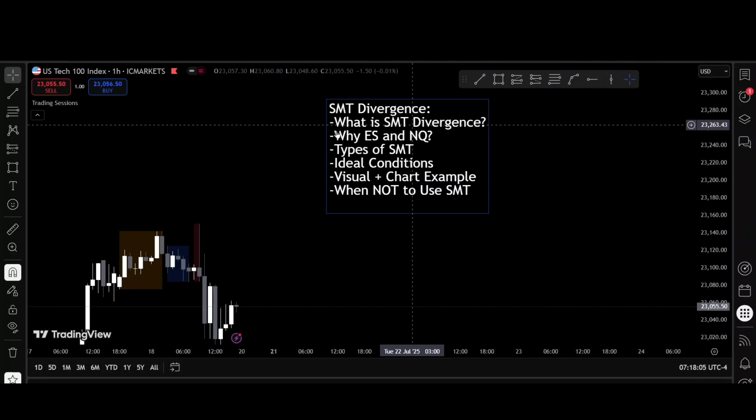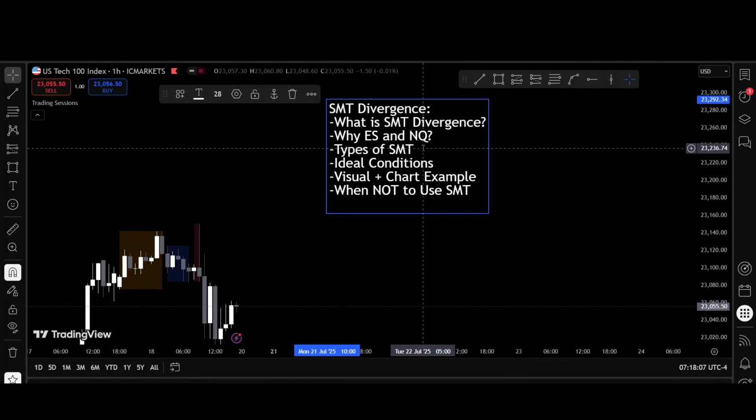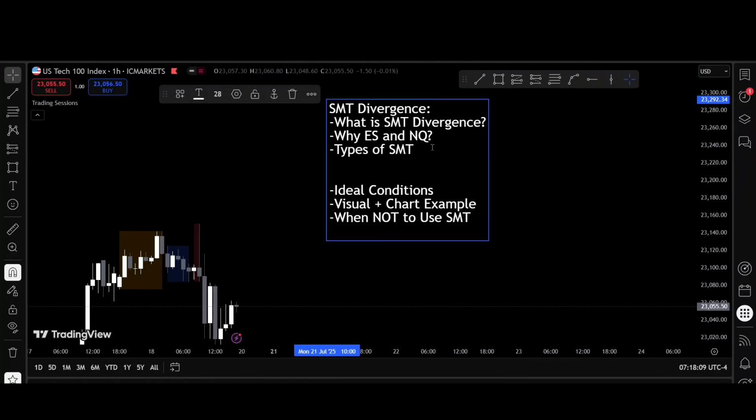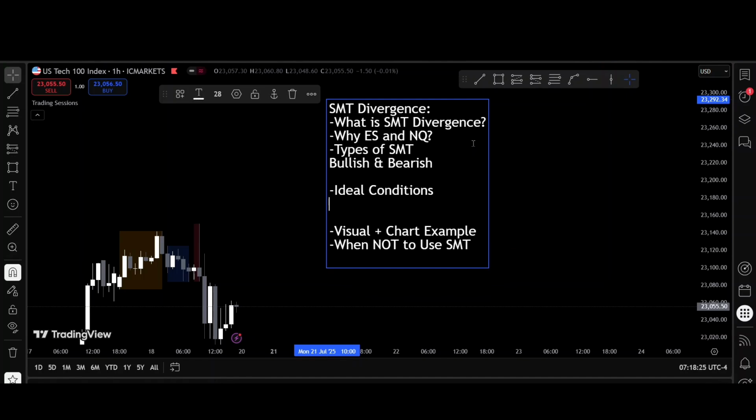Now, the types of SMT. There are only two: bullish and bearish. Simple, eh? Now let's go back to the types of SMT.